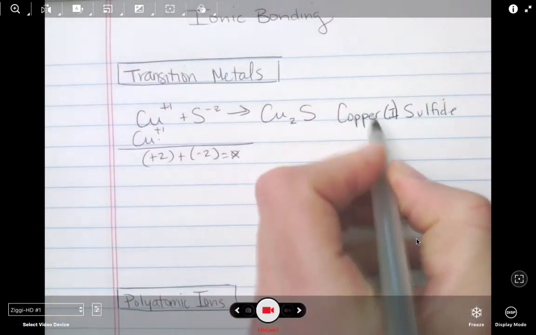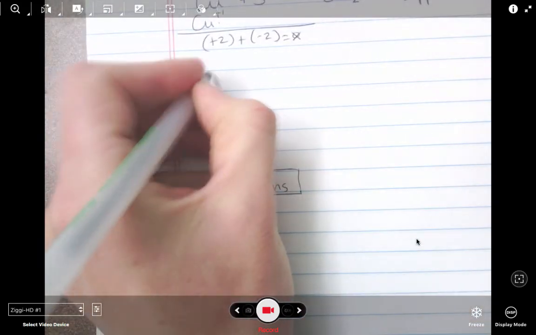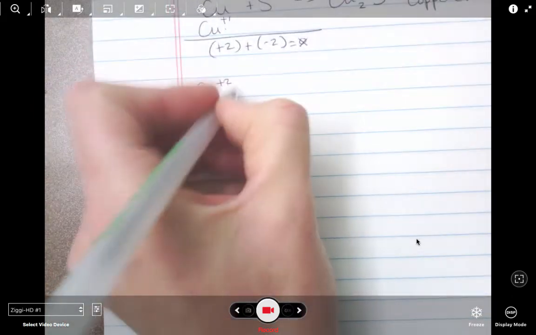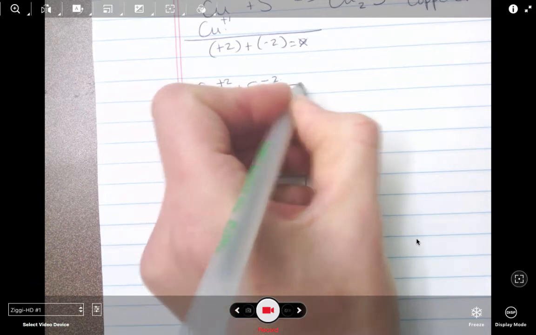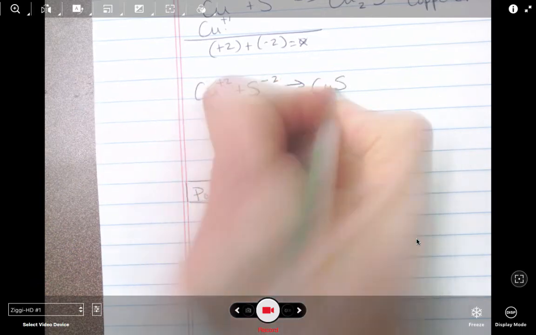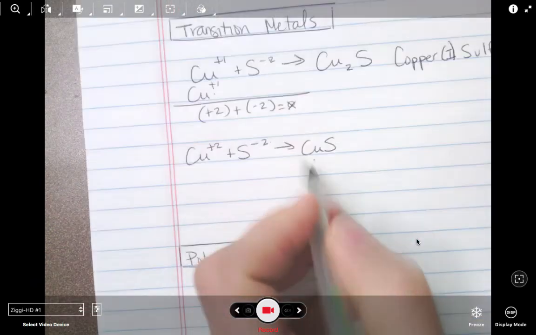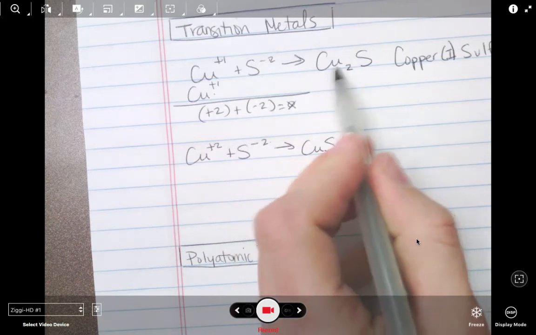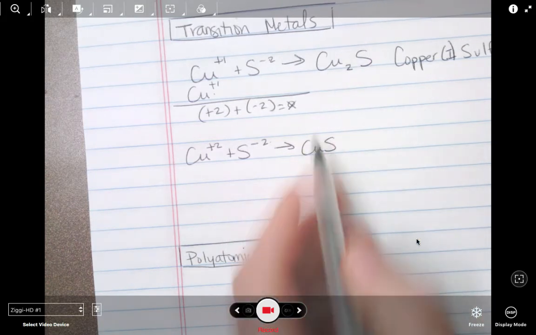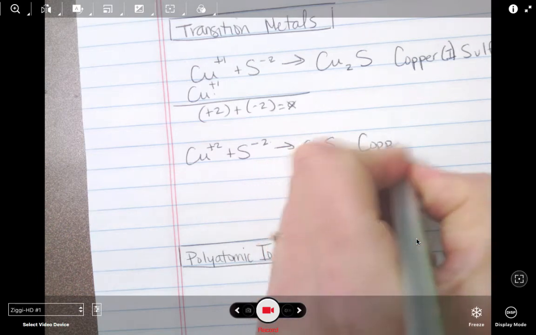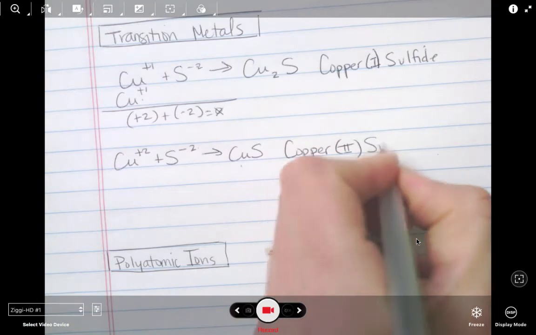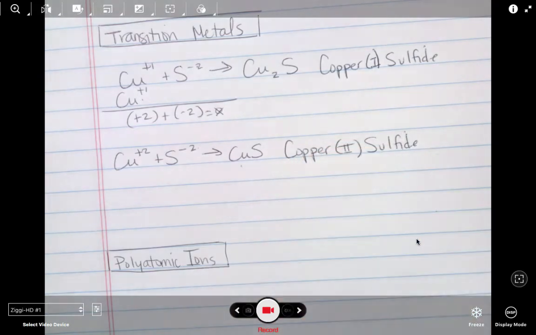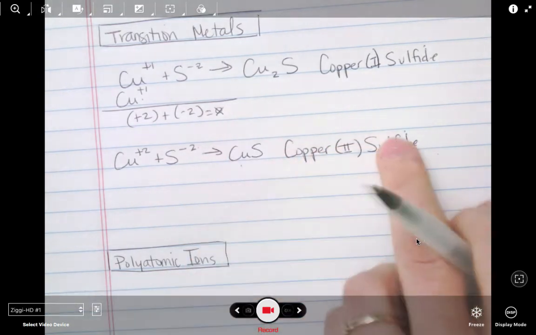The only difference in the naming is this Roman numeral right here. So what if I wanted to use copper 2? Copper has a +2 charge, and then I'm going to add it to sulfur again, and +2 - 2 cancel out, therefore it took 1 copper and 1 sulfur. So this compound is slightly different in the ratios. This is a 2-to-1 ratio, this is a 1-to-1 ratio, because this copper ion had a 2 charge. So this is copper 2 sulfide. You can see the compounds are different because of the charge of the cation.